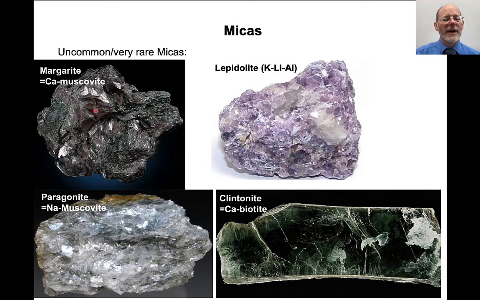This one is margarite, this pink mica here. It's sort of like a calcium muscovite. Lepidolite is a lithium aluminum mica, and it's an important ore of lithium, actually. Paragonite is like a sodium muscovite. So you take muscovite and put sodium in the alkali site instead of potassium. And then clintonite is like you take biotite and you substitute calcium for potassium. So just like there's a calcium biotite called clintonite, there's a calcium muscovite, which is called margarite.